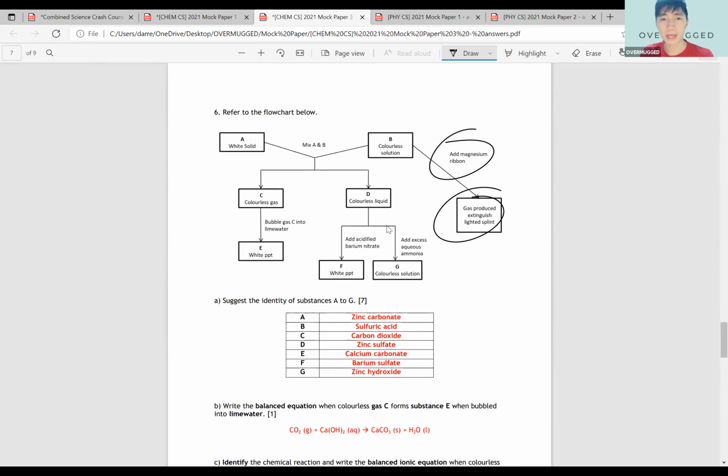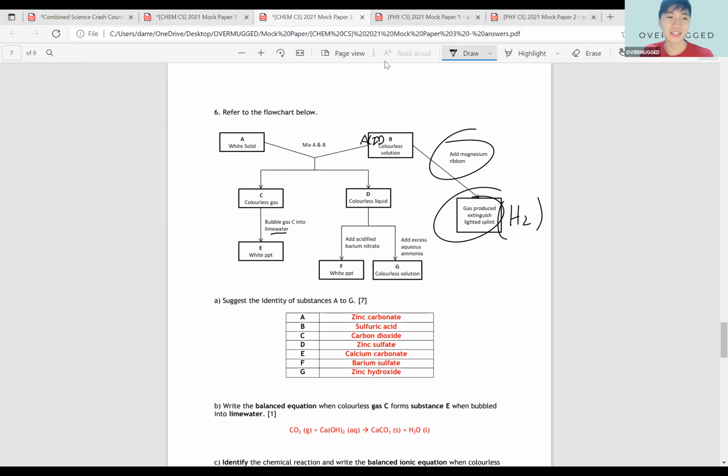Because when we add magnesium, we get a gas that extinguishes a lighted splint. This is H2 for sure. So what is B likely to be? We can now confirm that B is probably an acid, right? Acid, metal, hydrogen gas. Next, you take a look at the left side here. Colorless gas, wow, our favorite word comes out. Lime water, happy, right? Why?